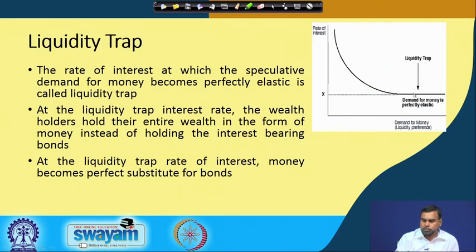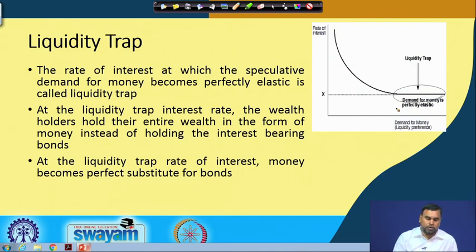So, this is basically your liquidity trap. Why is it called the liquidity trap? This region is the liquidity trap. Because at further change in interest rate, which happens at a very low interest rate, the wealth holders hold their entire wealth in the form of money instead of holding interest bearing bonds. This is because the interest rate is quite low.